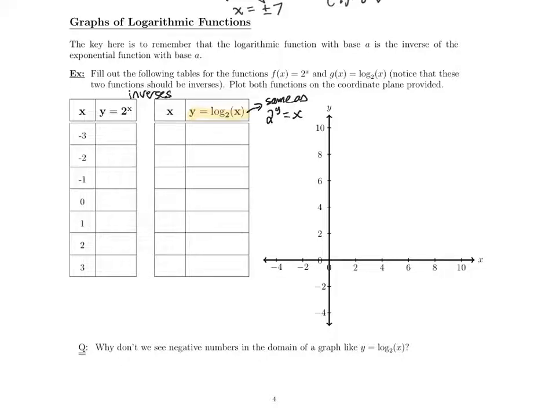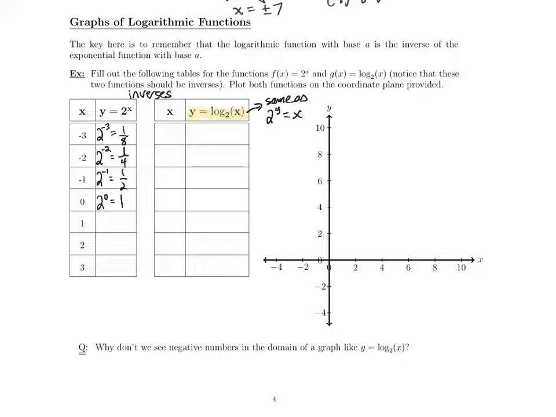So now I'm going to fill this table of values in. I've got 2 to the negative 3 is equal to 1 over 2 to the third power, which is 1/8. 2 to the negative 2 equals 1 over 2 to the second power, which is 1/4. 2 to the negative 1 equals 1 over 2 to the first power, which is 1/2.